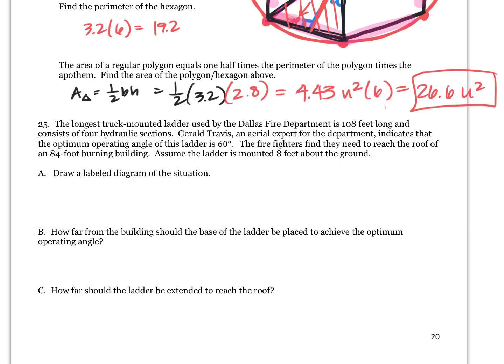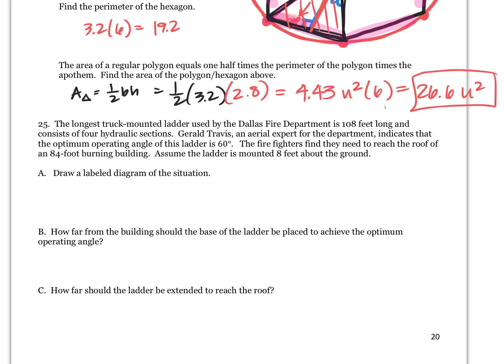Truck-mounted ladder used by the Dallas Fire Department. Oh, this is kind of funky to put these words into a picture if you ask me. 108 feet long is the longest truck. The truck is 108 feet long. Consists of 4 different sections of it. An aerial expert for the department indicates that the optimum operating angle for the ladder is 60 degrees.